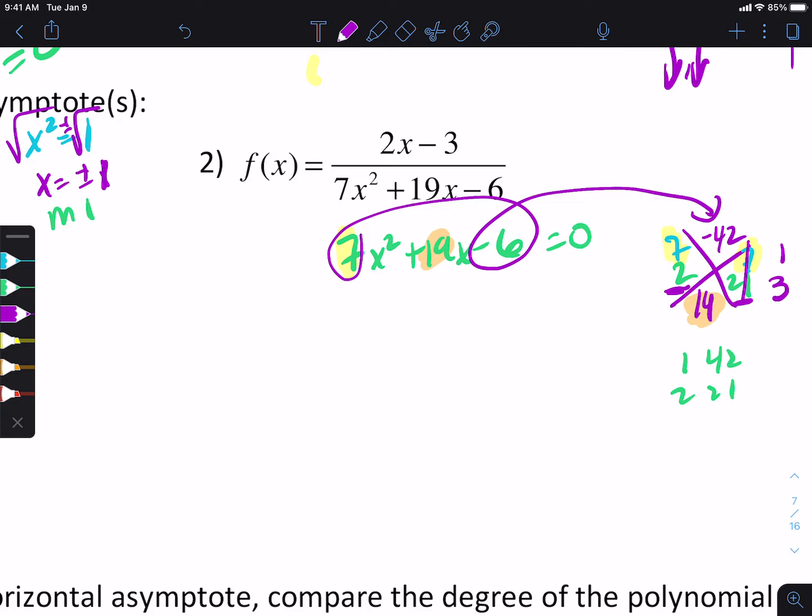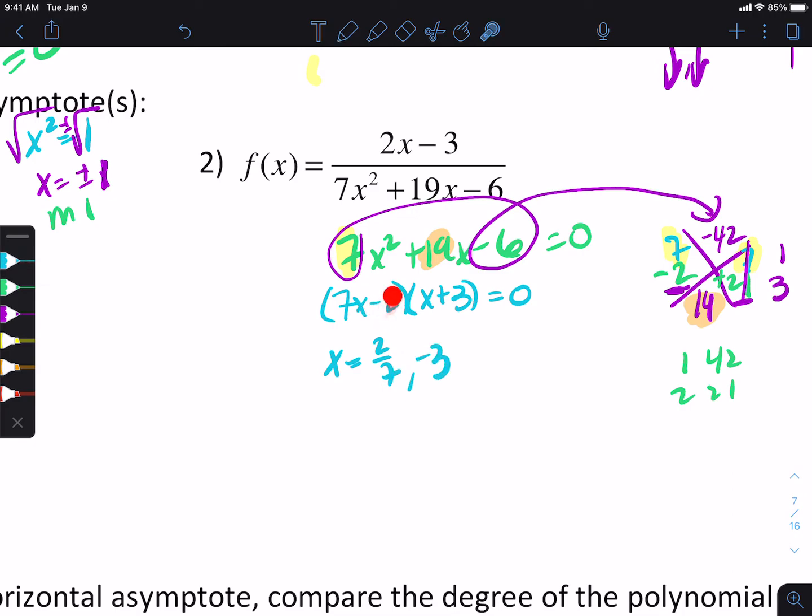So, I forgot my signs also. Got distracted. To get to positive 19, I need the 21 to be positive and the 2 to be negative. And then we have negative 2 times positive 21 gives us negative 42, but adds to the positive 19. So then we get 7x minus 2 times x plus 3 equals 0. So then that means that we have x equals 2/7 and negative 3.